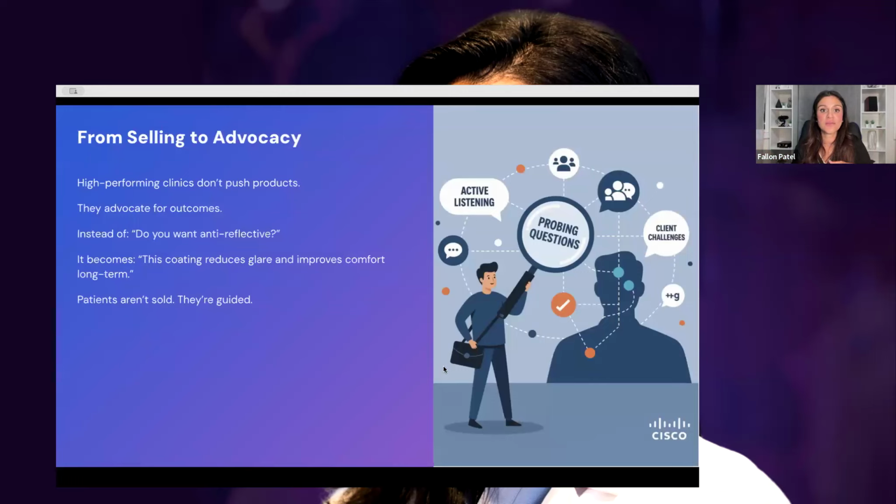So, selling from advocacy. High performing clinics don't push products, right? They're not pushy. They advocate for outcomes. So instead of asking, would you like anti-reflective coating on your glasses? Would you like blue blocking? It becomes, I recommend this coating because it reduces glare and it improves comfort long term. So patients aren't being sold or asked, do you want this? They're guided through the outcome. What will this do for me in the end?